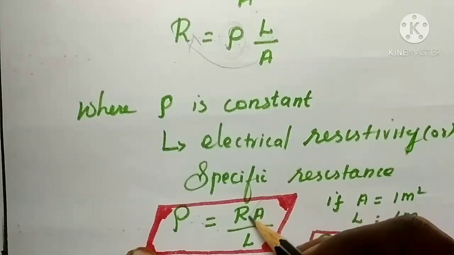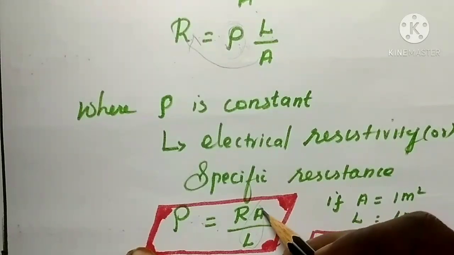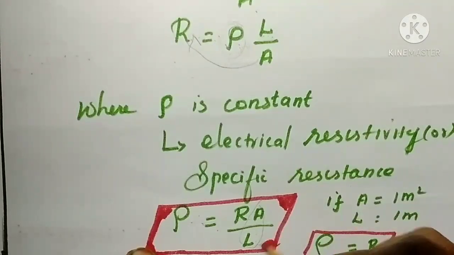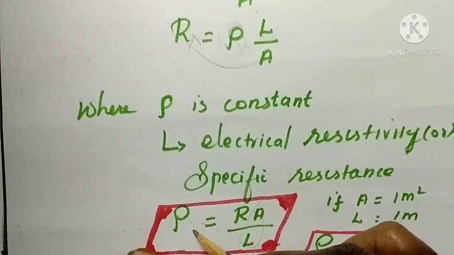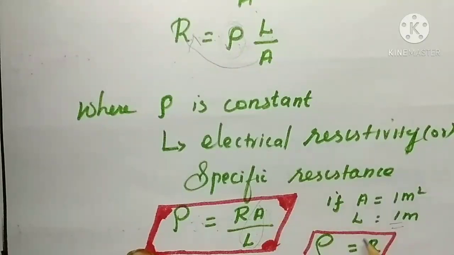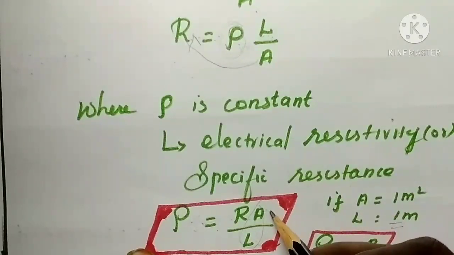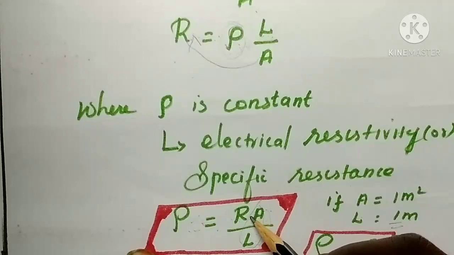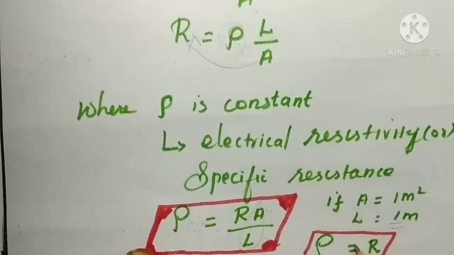Now suppose these two values are 1, that is, the area of the cross section of a conductor is 1 meter square and the length of this conductor is equal to 1 meter. What is the value of rho? Rho is equal to R, because these two values are equal to 1. Therefore, the electrical resistivity rho is equal to R. Electrical resistivity is equal to what? Resistance.